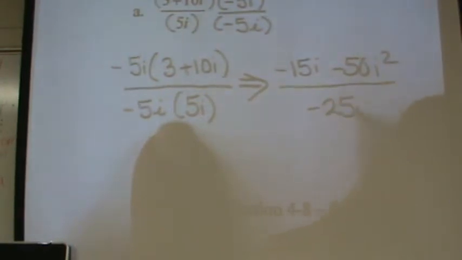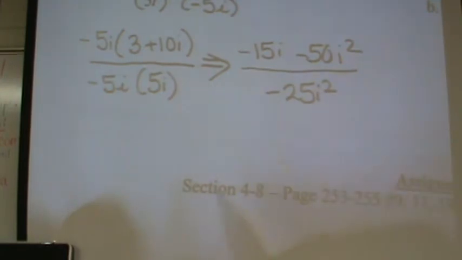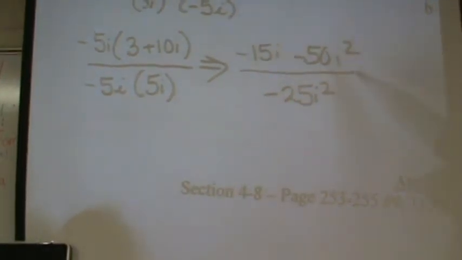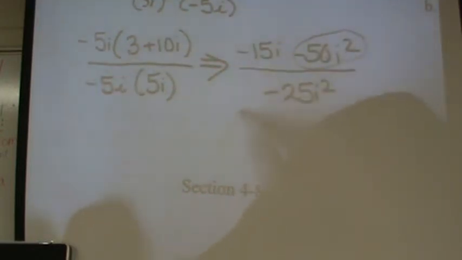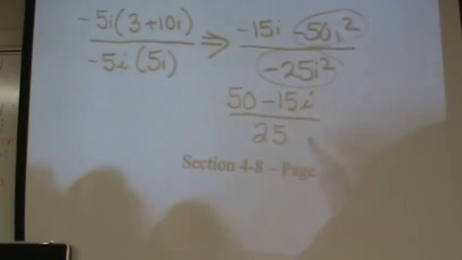Negative 25i squared. Now, we don't want any i squareds. So let's get rid of these i squareds. What's i squared equal to here? Negative 1. And what's negative 1 times negative 50? 50. So is it okay if I change this to 50 but put it in front? You guys okay with that? 50 minus 15i over, what does this equal right here? 25. A plain old 25.